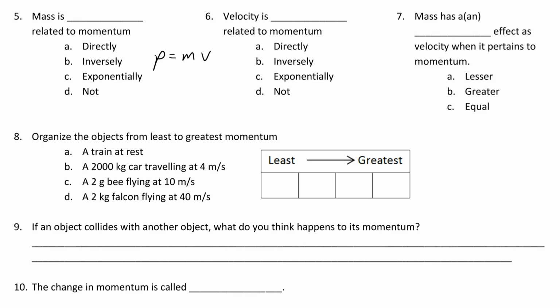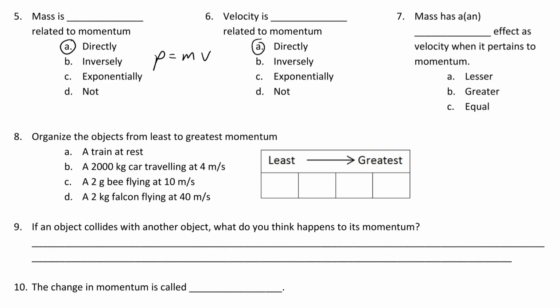Some people have been asking me, what's the difference between direct, inverse, and exponential? Or is it not related to momentum at all? We'll do this one again. So 6, velocity is also directly related. All right, you could see from the relationship there.